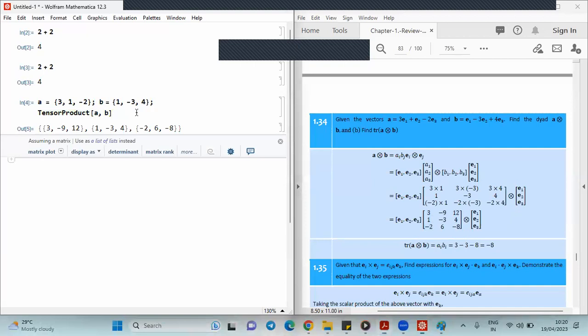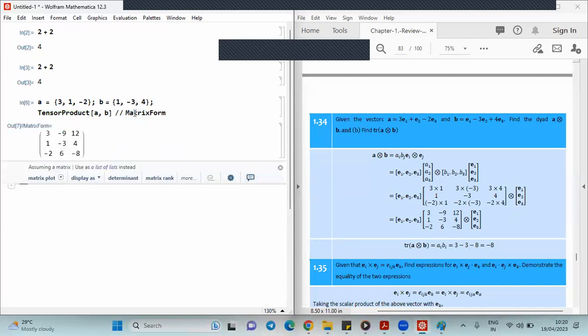To show it in a pretty format, you can use matrix form. And it will give you in a matrix form. That is what you are looking for. That is how to find the dyad between two vectors. So you do that, right? Are we together? Is there any question? I'll give like a 30-second window before I move on. Okay. In the absence of any question, we've been able to find our tensor product.